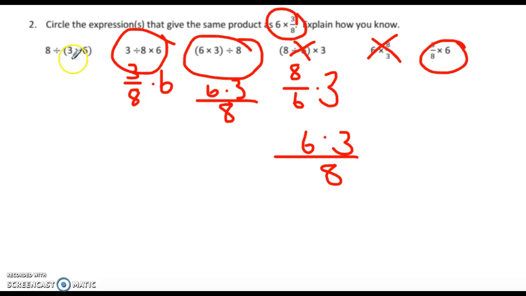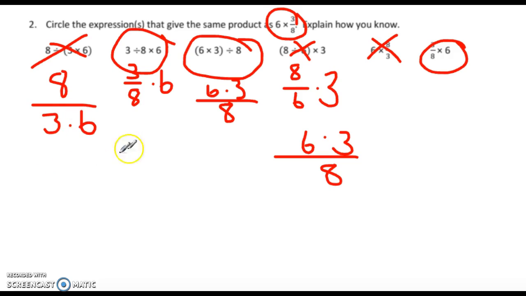If I wrote this, I'd have to be doing this first, so this would be on top. This actually wouldn't be on top. This would be on top. I would be taking 8 and dividing it by 3 times 6. So this is kind of this flipped over, and I don't think that's going to be the same. I'm going to be making 18ths here. This is actually going to be less than 1, so that one doesn't work.